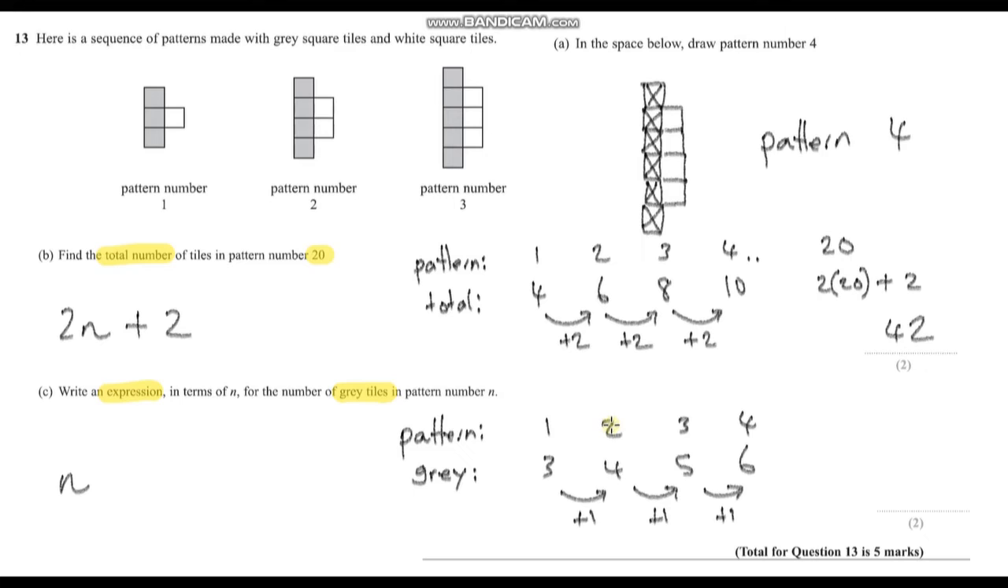To go from 2 to 4, we add 2. To go from 3 to 5, we add 2. So we're just adding 2. So our answer is n plus 2.